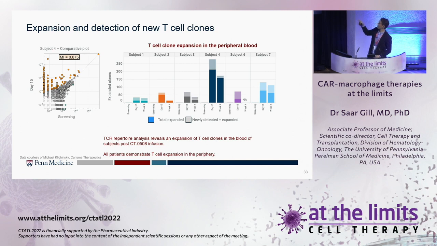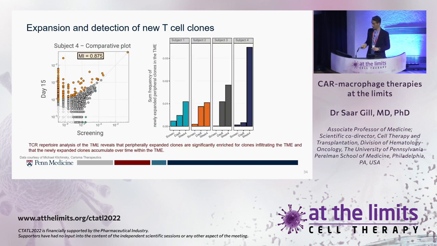Total expanded is in the colored, whereas the newly detected and expanded is in the lighter colors. And basically what this shows is a TCR repertoire analysis, which tells us there is an expansion of T cell clones in the blood. So far, the blood. The next slide, I think, is more interesting: the microenvironment of the subjects post-infusion.